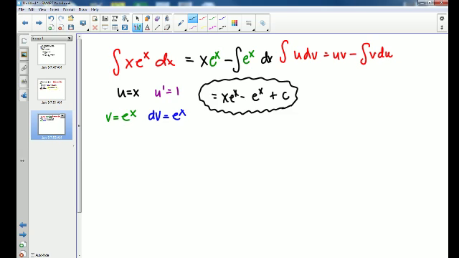Here's one way to choose u: choose something that's going to be more simple. So here's a hint: choose the u that will make u prime simple. So that's one way.